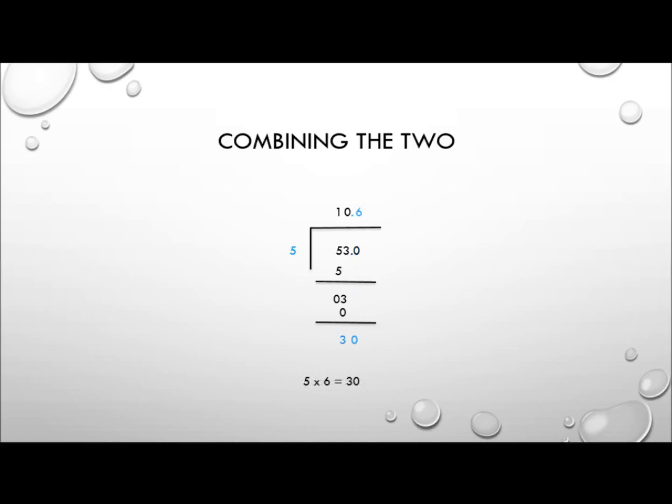And now we just divide the 30 by the 5. And since 5 times 6 is 30, we write in the 6 to the right of the decimal point that we've put in. So 53 divided by 5 is 10.6.